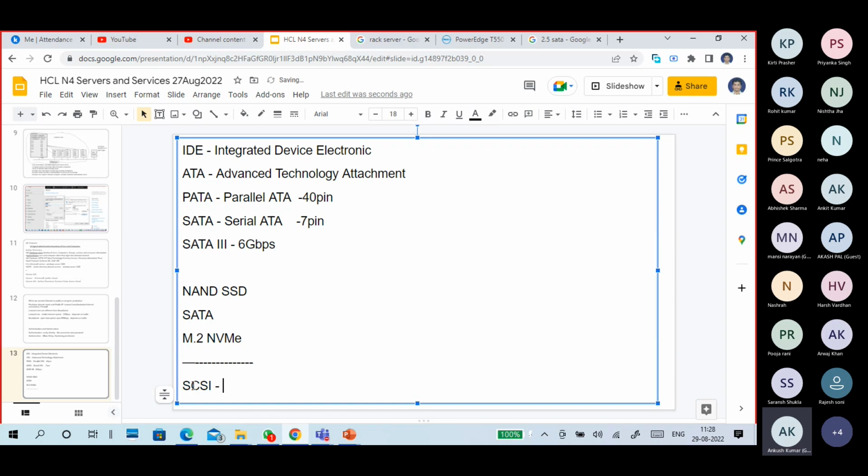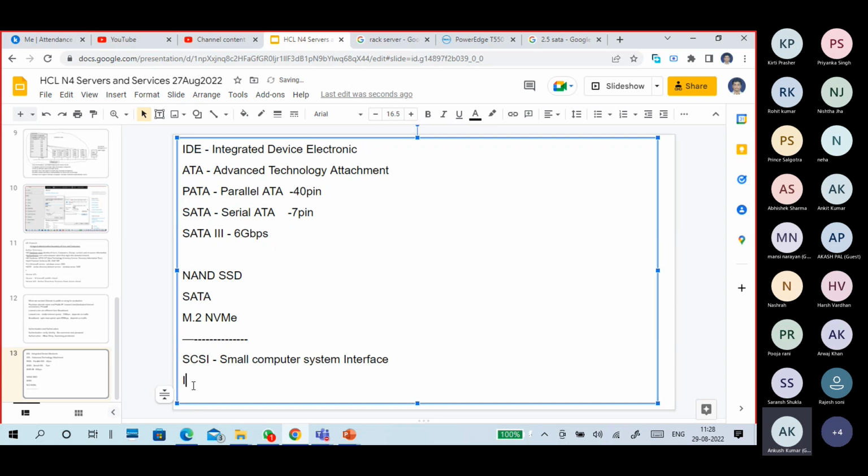Another type is SCSI, small computer system interface. Okay, next is iSCSI. Nowadays we are not much using the SCSI part. Okay, we are going to iSCSI, so internet SCSI. Okay, what is this small computer system interface?